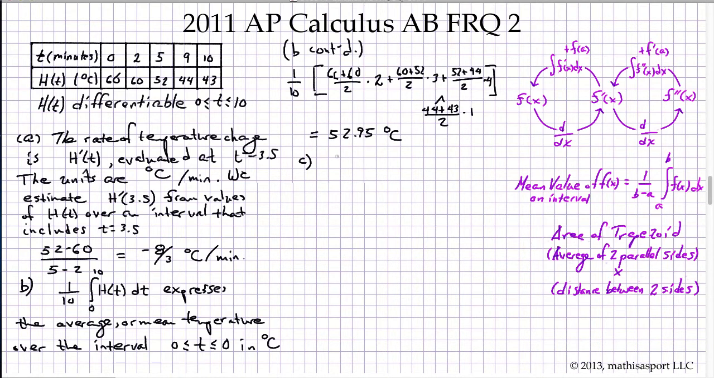So we're going to write this equals h of 10 minus h of 0, which here is going to be 43 minus 66, which is, what is that, negative 23 degrees Celsius. Again, understanding this as being the same as that is really the heart of understanding how the derivative and the integral relate to each other.